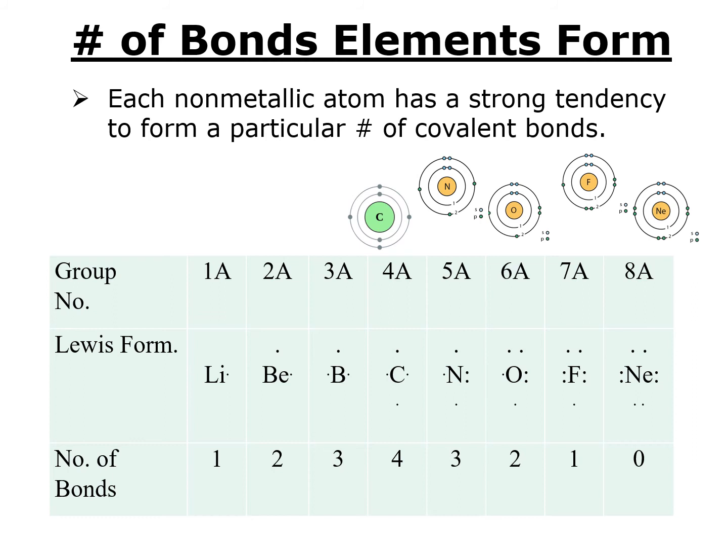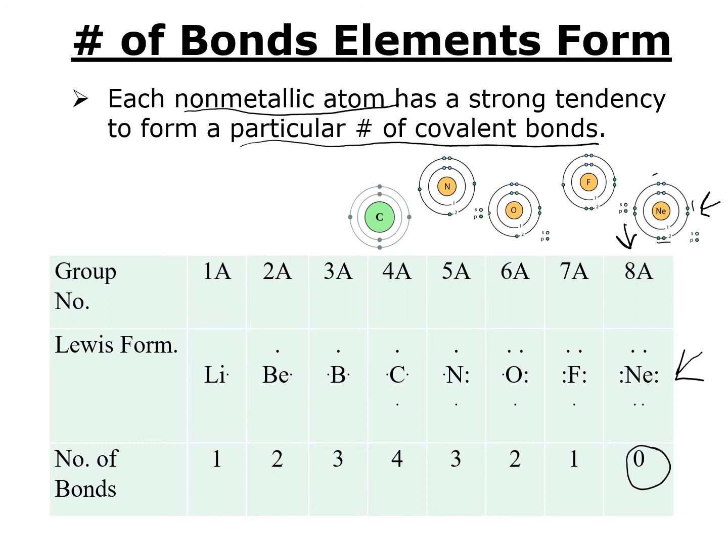We can determine the number of bonds our nonmetals form based on their Lewis dot structures. For each nonmetallic atom, it has a strong tendency to form a particular number of covalent bonds. So let's start with our nonmetals in column 8, our noble gases. They have 8 valence electrons, as you can see in neon. So that would be for our entire column. The number of bonds they form is 0 because there's no place for anything to bond to. It's already got a complete outer shell of electrons. So in our picture here, you can see for neon, shell 1 is full with 2. And again, we're only looking at the outermost shell and valence electrons.